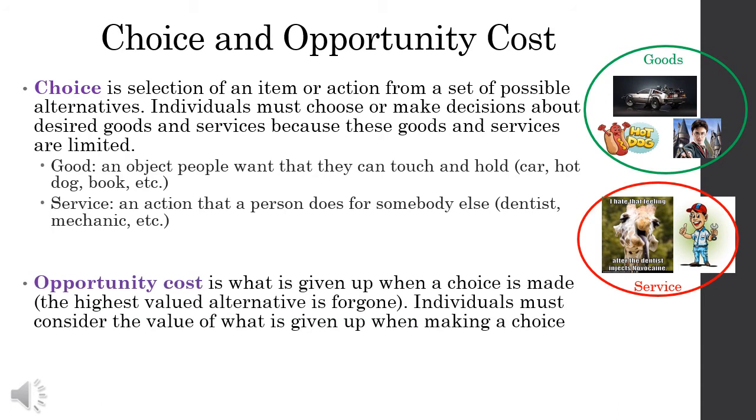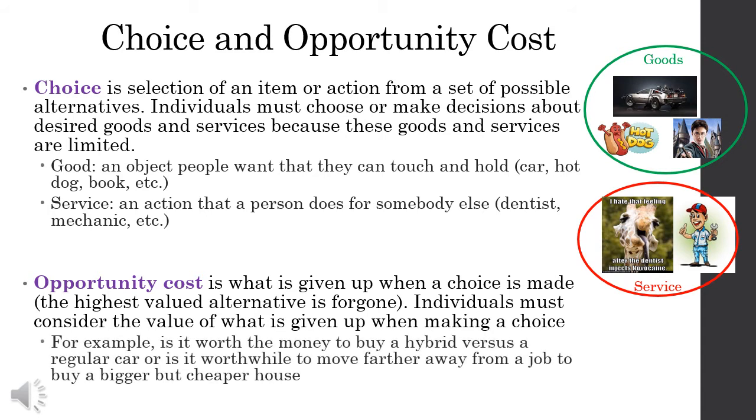Then there's opportunity cost. This is what is given up when a choice is made. The highest valued alternative is foregone. Individuals must consider the value of what is given up when making a choice. What does all of that mean? For example, is it worth the money to buy a hybrid car versus a regular car? Or is it worthwhile to move farther away from your job to buy a bigger but cheaper house? In other words, are you giving up something in exchange for the best result? Go to the next slide.